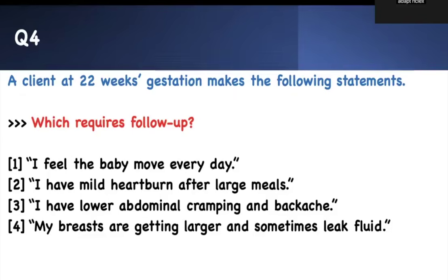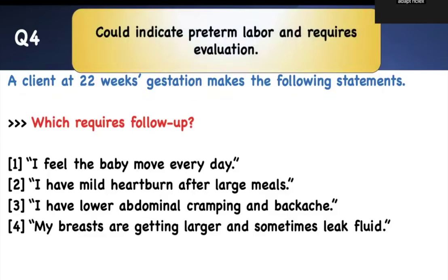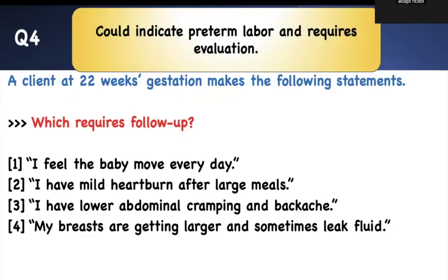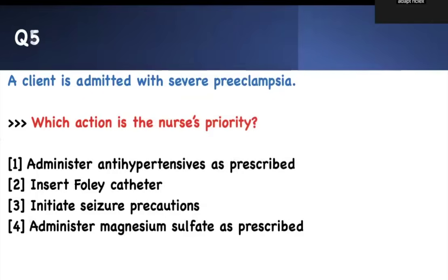If you have lower abdominal cramps and back pain, I think that's worrisome. It sounds like preterm labor. My breasts are getting larger and sometimes leak fluid. Yeah, you have to prepare milk, and your breasts are going to get bigger because of estrogen production. Therefore, we should worry about this lady going into preterm labor and therefore require evaluation. 3 is the right answer.